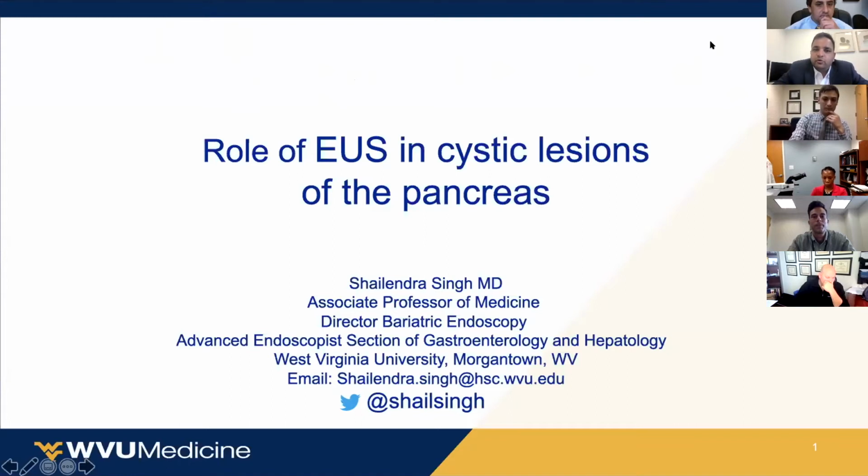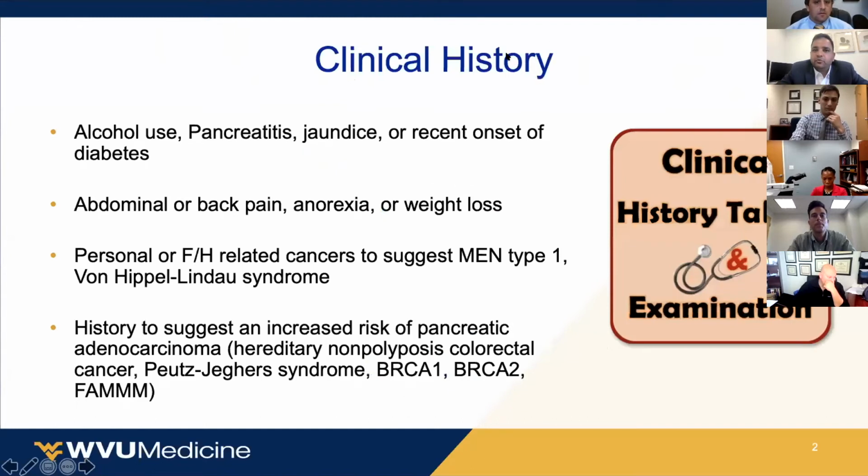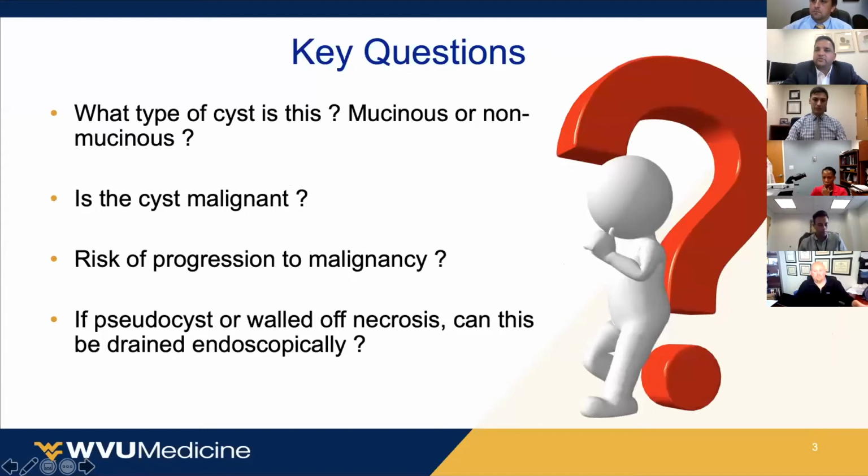I'll be going over the role of EUS in cystic lesion of the pancreas. So before I talk about EUS, I also briefly want to mention the clinical importance of clinical history. Patients with pancreatic cyst with jaundice or recent onset of diabetes are going to be high risk to develop pancreatic cancer. Personal history or family history can also suggest risk of pancreatic cancer. So I think it's important to take a detailed history and family history with these patients.